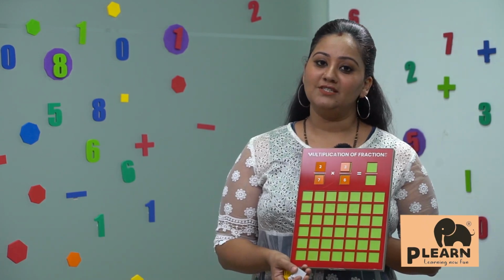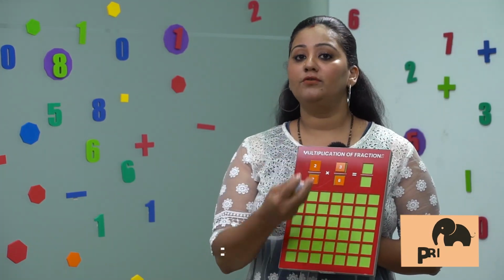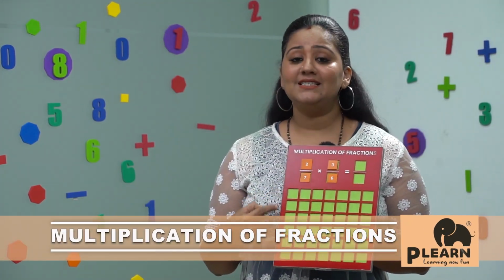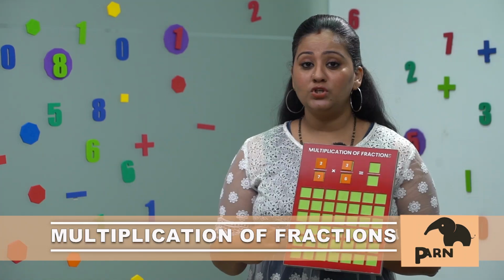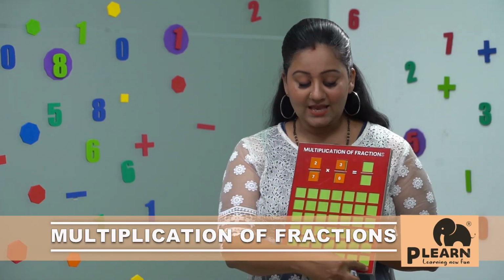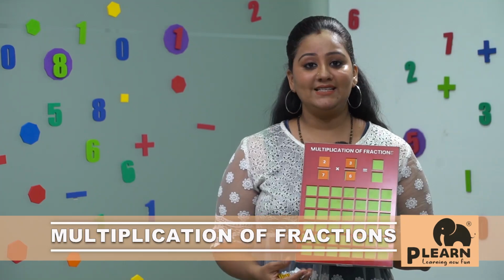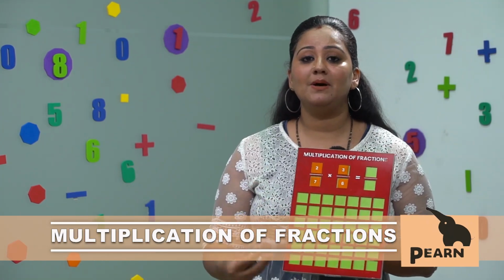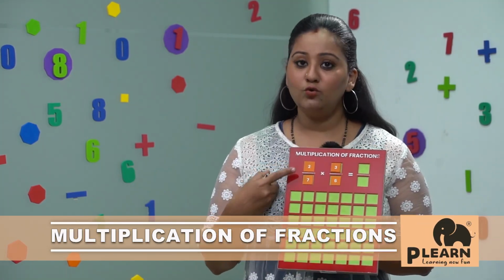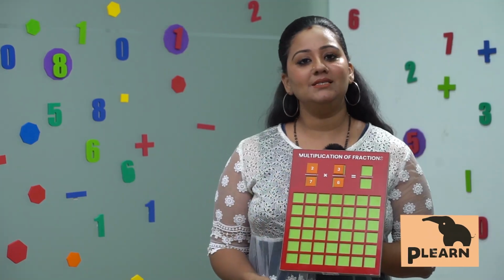Multiplication of fractions. Fractions are a part of a whole. Consider this 6 by 7 grid, which has 6 rows, 7 columns, and in total 42 squares. Let's take an example which fits this 6 by 7 grid. Let's take 2 by 7 into 3 by 6.